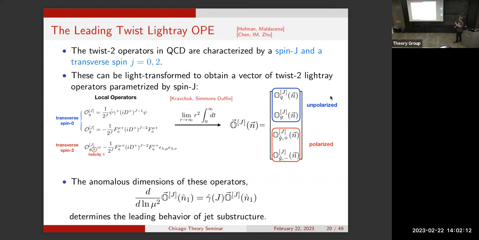But the LHC mostly can only access unpolarized or asymptotically averaged results. So here, what you get is really just one operator for quarks and one operator for gluons. Then if you believe this light ray OPE, this is extremely nice because one exactly knows the anomalous dimensions of these operators. This will then determine the leading behavior of jet substructure observables upon doing this OPE.